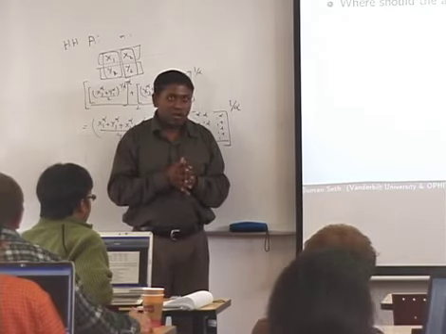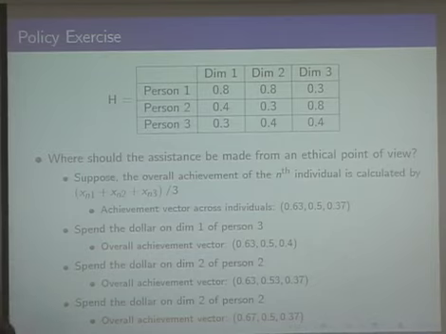Okay, so suppose the overall achievement of the nth individual is calculated by the simple additive form. Okay, just suppose that they are just averaged. Then this is the initial achievement vector. If you assist dimension 1 of person 3, then the vector is going to look like this. Similarly, if you assist person 1 in this dimension and person 2 in this dimension, you are going to have this kind of distribution. Now, suppose the second stage aggregation is sensitive to inequality. Okay, it's just for a simple example purpose. Real life would be more difficult.